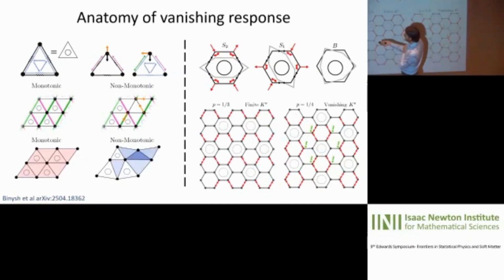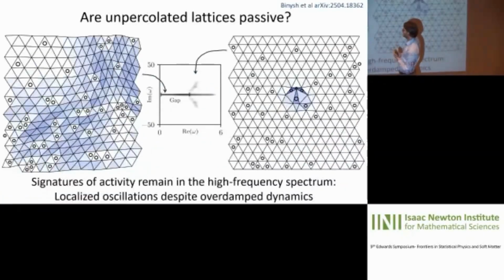This triangle now deforms more than all the ones around it, so it's not affine, but also the active hexagons as a result stop deforming, right? And that's why you lose the active response.